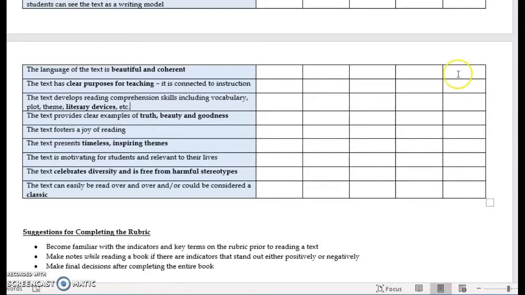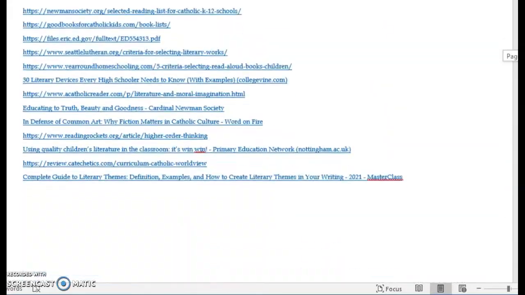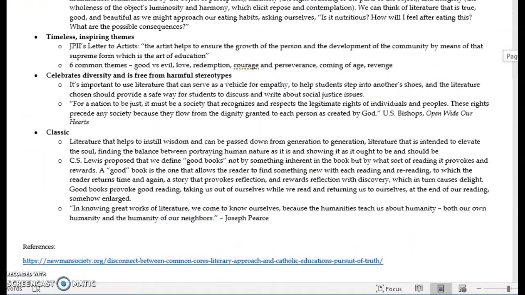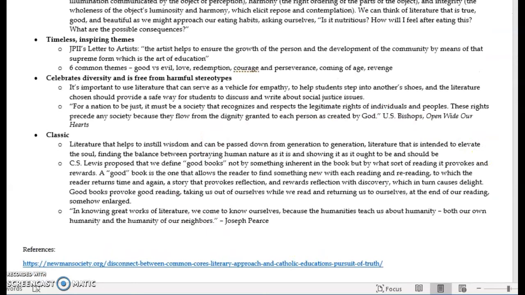The text is motivating for students and relevant to their lives. The text celebrates diversity and is free from harmful stereotypes. There's a little bit more information here about diversity, what we're looking for.